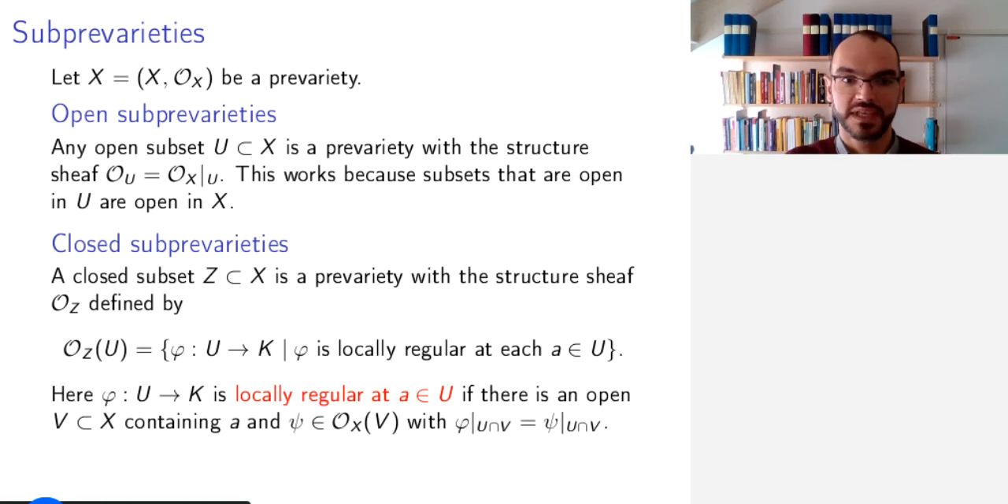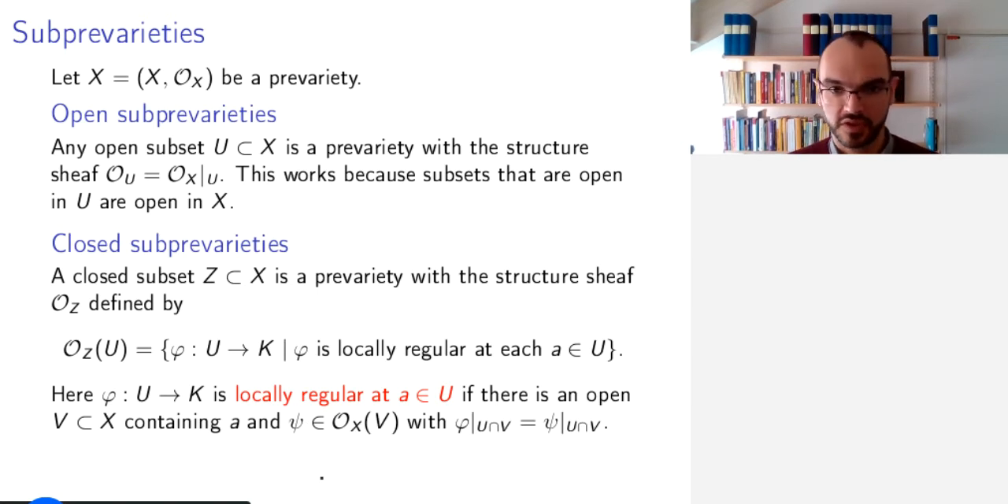So what does this mean? We use this terminology in this slide, that a function phi from U to K is locally regular at a in U if there is an open V in X containing a and a regular function on this V that coincides with phi on the intersection.